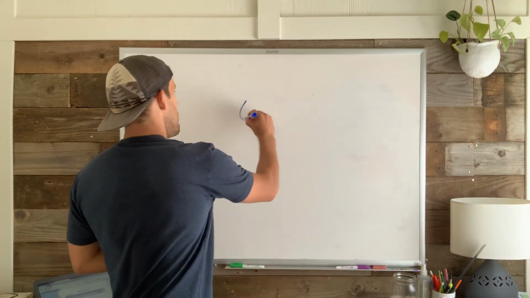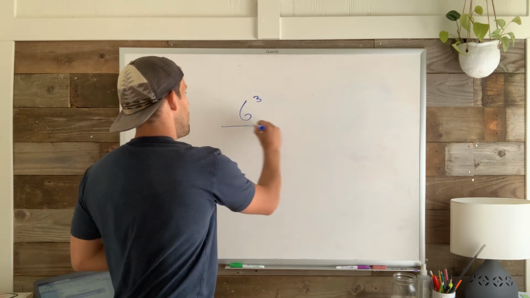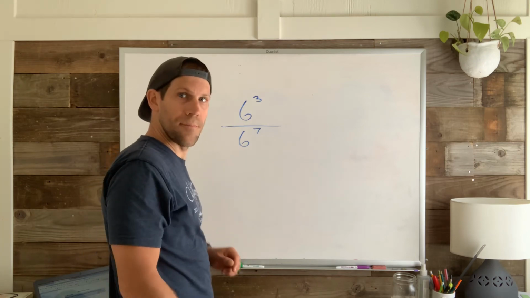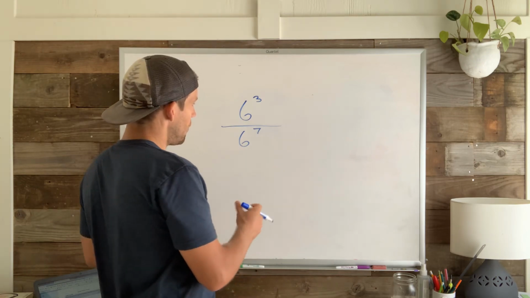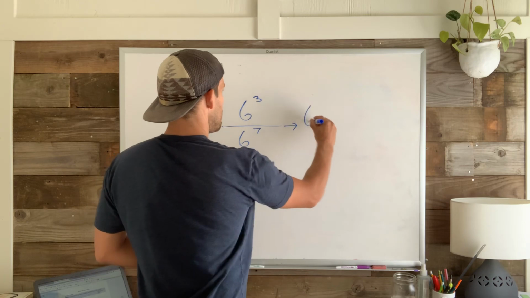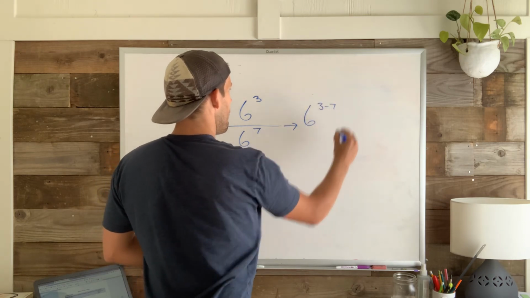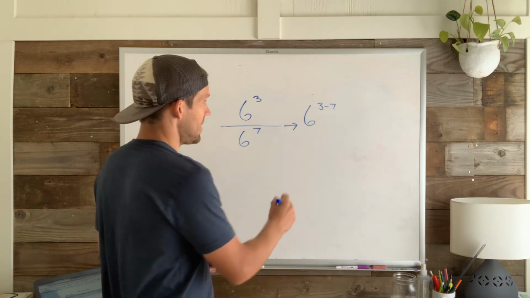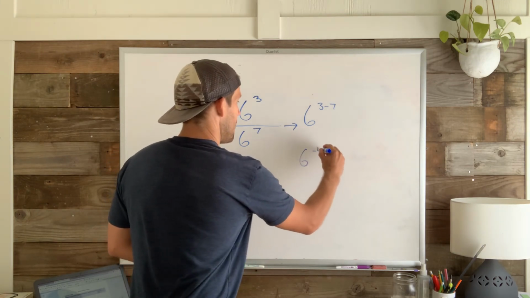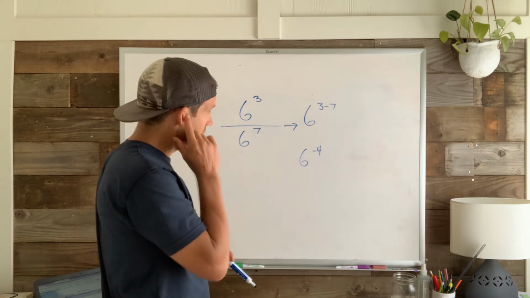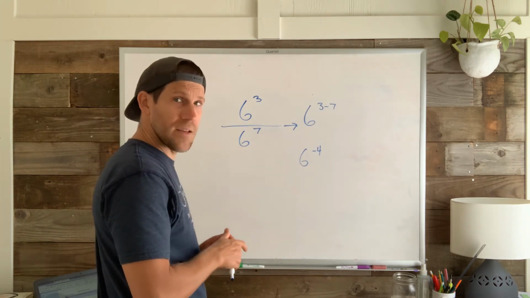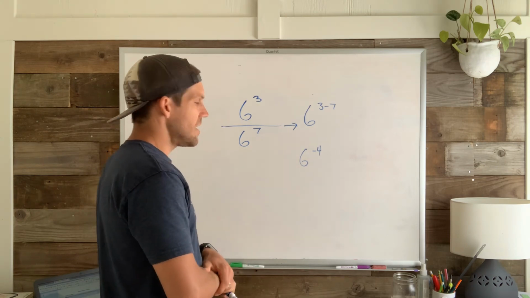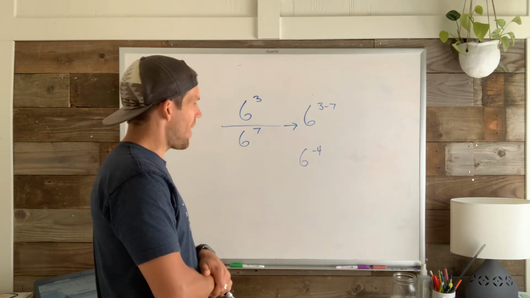Let's look at another one, a little different. What if you had 6 to the 3rd over 6 to the 7th? Okay? So we know that we can say 6 to the 3 minus 7. So another way to say that is 6 to the negative 4. So you can pause and think for a second, what is another way to think about 6 to the negative 4 if we know how we got this problem?